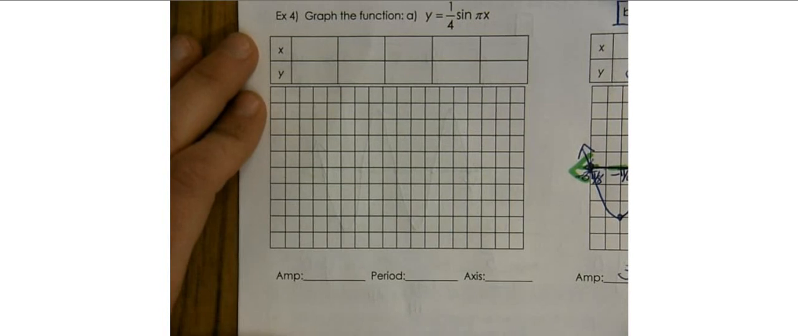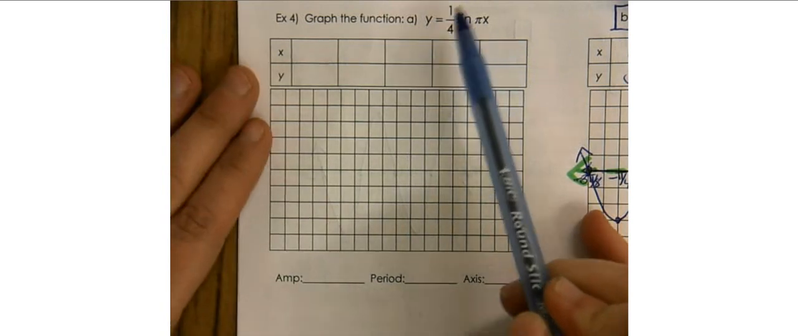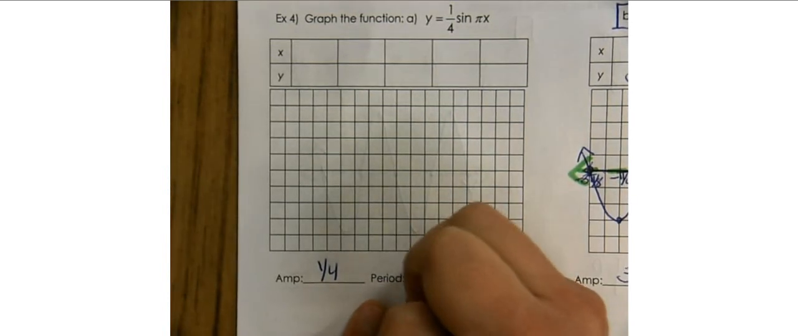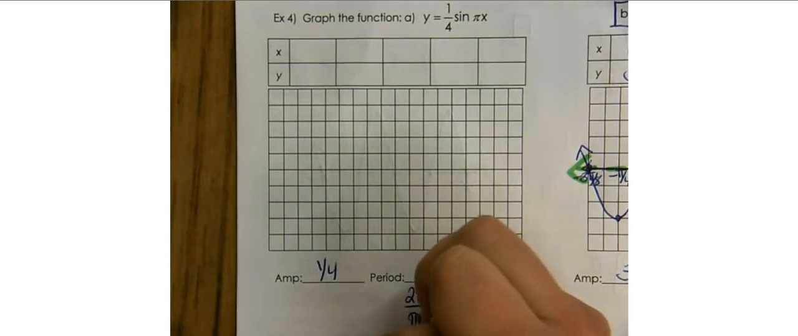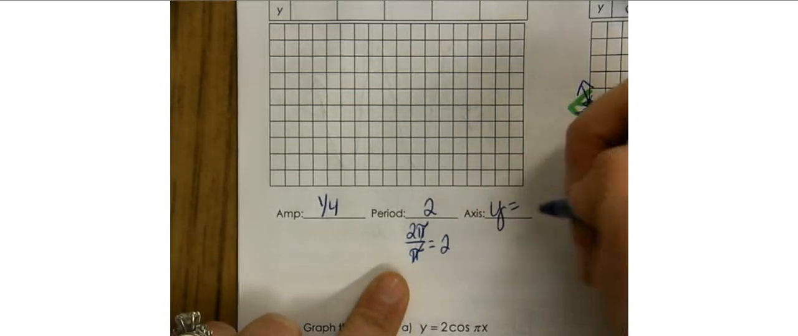For example number 4, we're going to have both an A value and a B value for these problems. So, my amplitude in this case is going to be 1/4. My period, I'm going to take 2 pi and I'm going to divide it by the b value, which is pi. The pi's cancel out and we're left with 2. So our period in this case is 2. And our axis is going to be y equals 0.